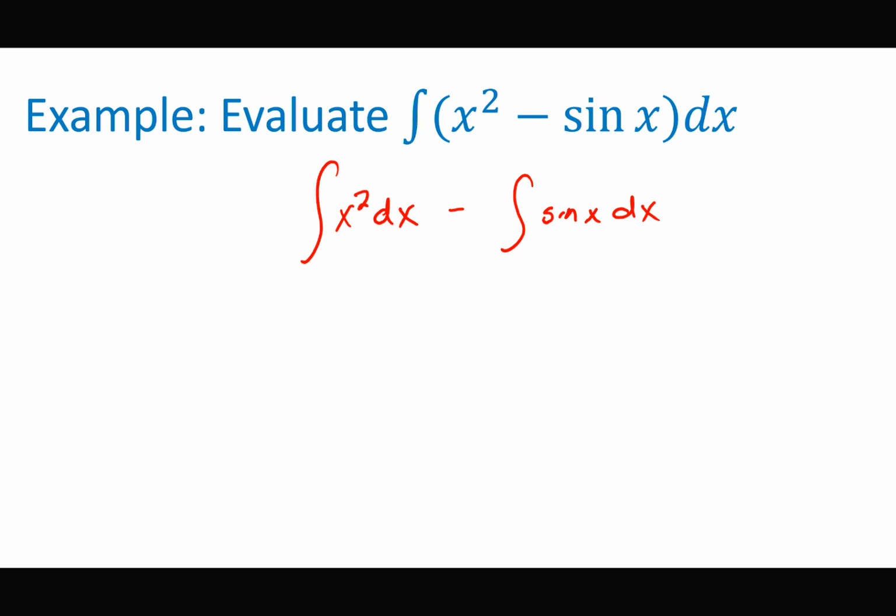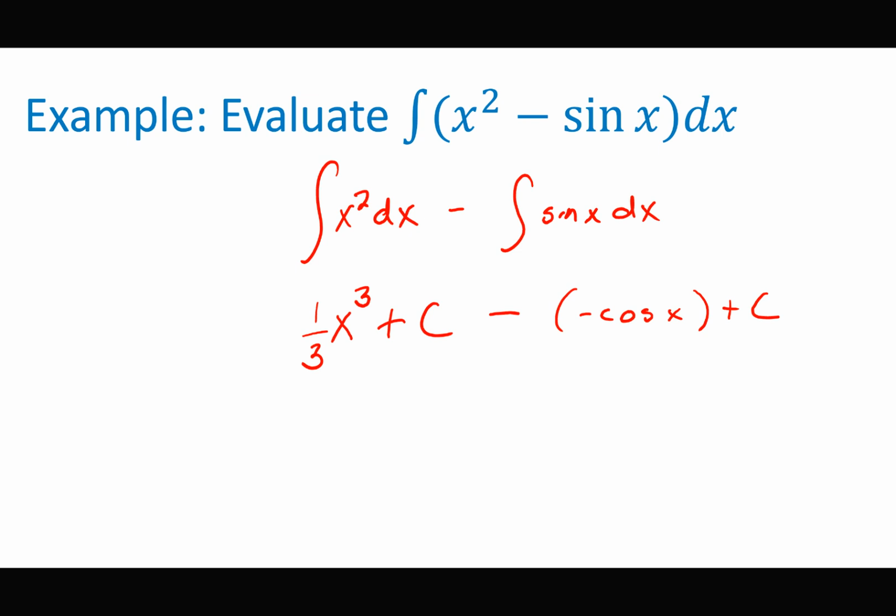The antiderivative of x squared, remember we add 1 to the exponent and then divide by that new exponent, so it'd be 1/3 x cubed plus c. But then what is the antiderivative of sine? So it's a negative cosine, but we are subtracting, so it subtracts a negative cosine of x plus c.